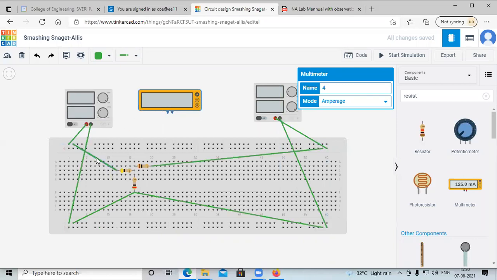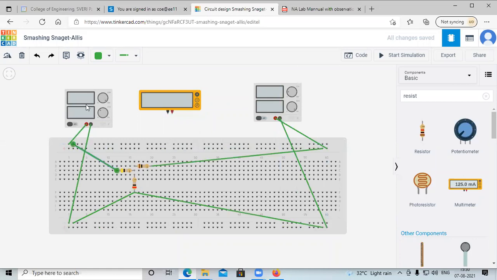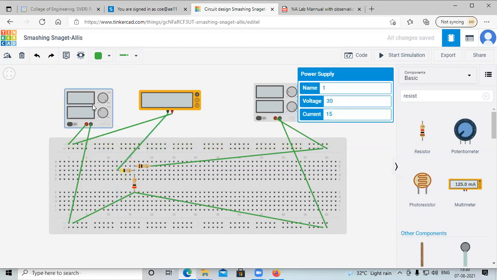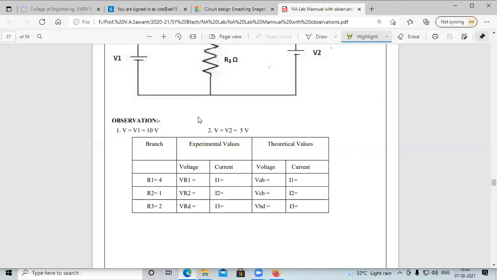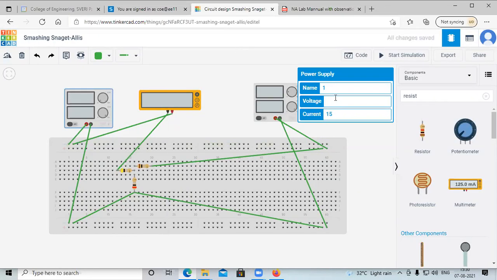I want to measure the value of I1 also. It can be shown in the power supply, or otherwise you can connect a multimeter also. I will connect the multimeter in series with this, to measure the value of I1. For the first situation we will select the voltage. The first voltage is 10 volt and the second voltage is 5 volt.